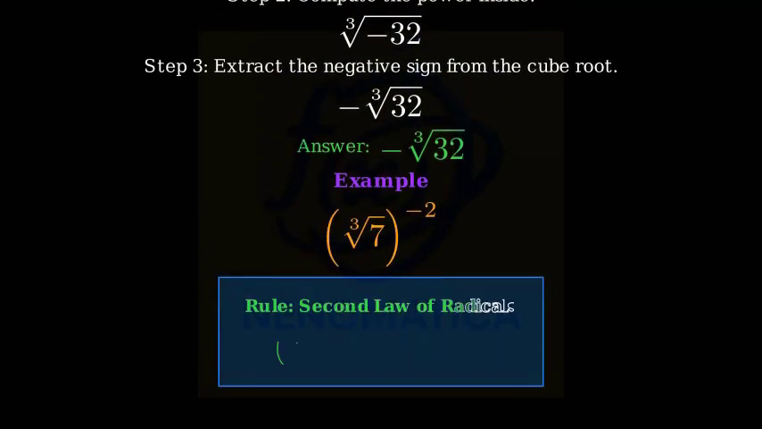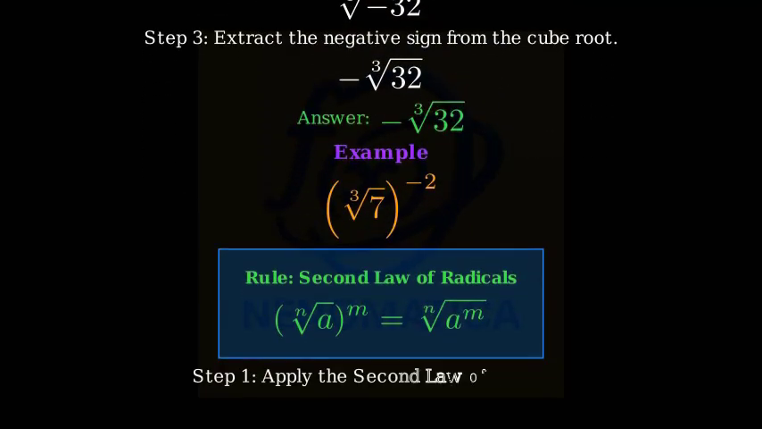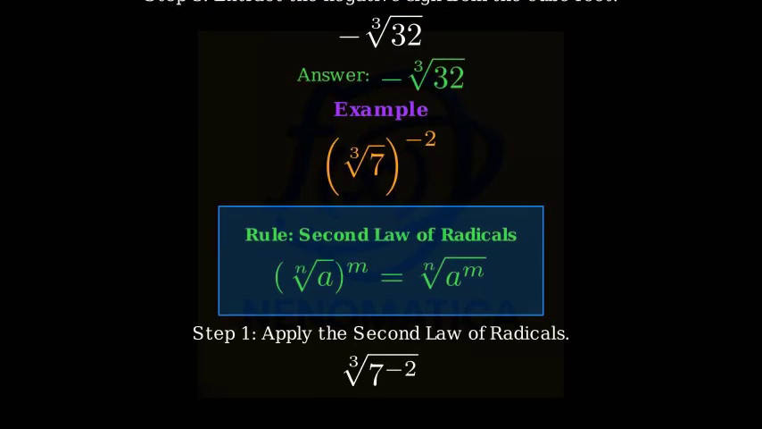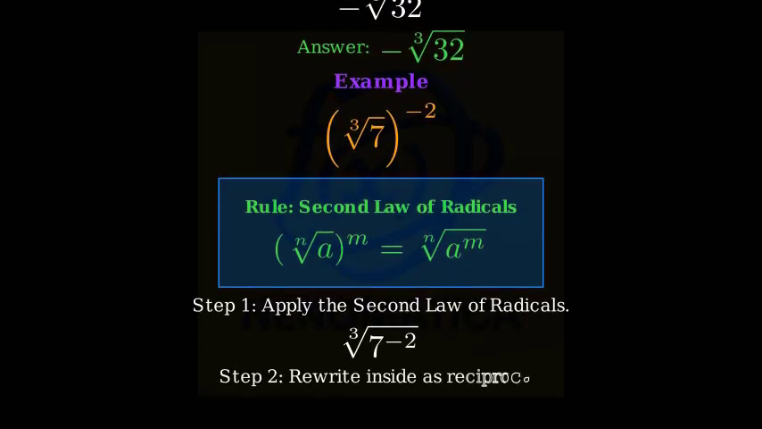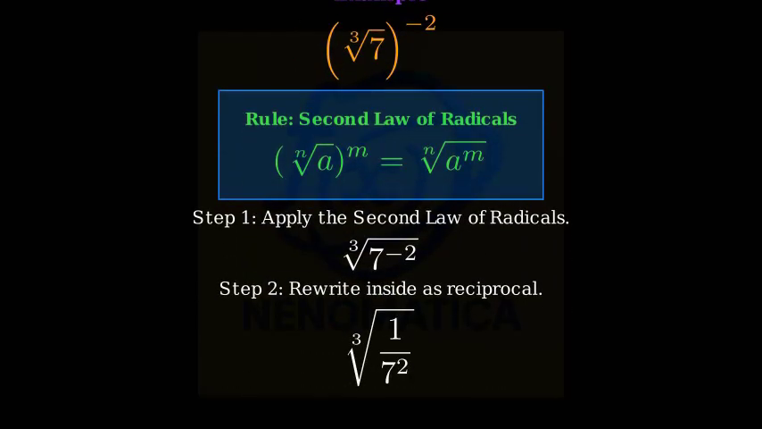This example is a bit different because we have a negative exponent. We'll still apply the same second law of radicals, moving the exponent -2 inside the cube root. When we have a negative exponent, we can rewrite it as 1 over 7 squared. This allows us to work with positive exponents instead.